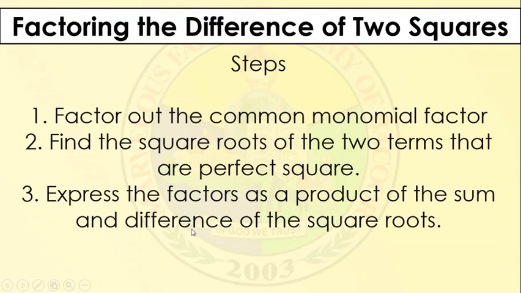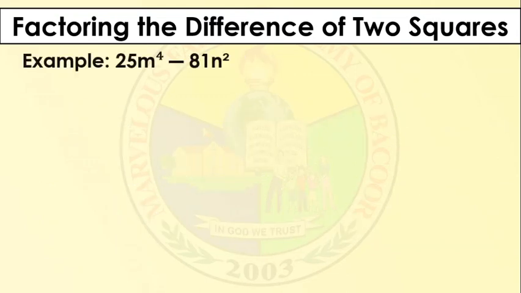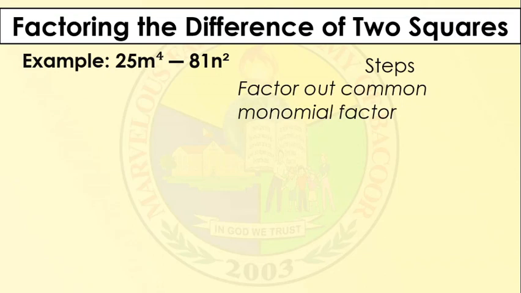Okay, so ano ibig sabihin yan? After natin makuha yung square root ng dalawang term, i-express na natin siya as the sum and difference of the square roots. Okay, so para mas maintindihan nyo, proceed tayo sa ating example. Okay, so example number 1 is 25m raised to 4 minus 81n squared. Okay, so our first step is factor out the common monomial factor.